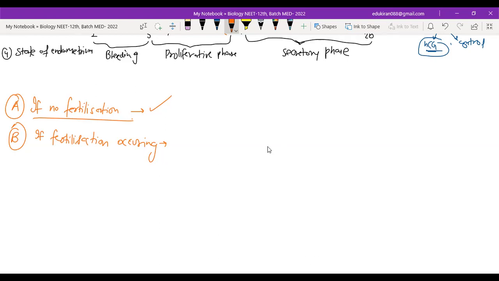which is secreted by the developing embryo, not the layers, just write down the developing embryo. Sir, what is the spelling of chorionic? Human chorionic gonadotropin. Okay. Yes, sir, thank you.